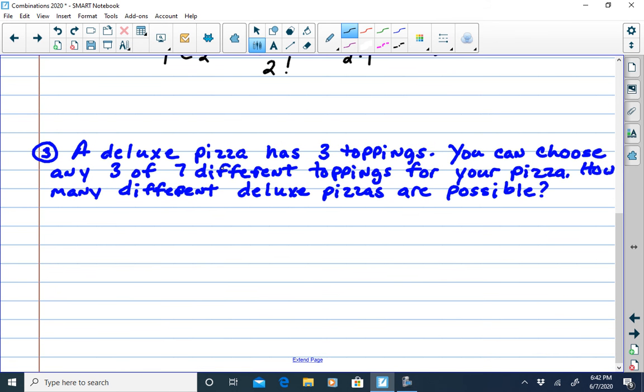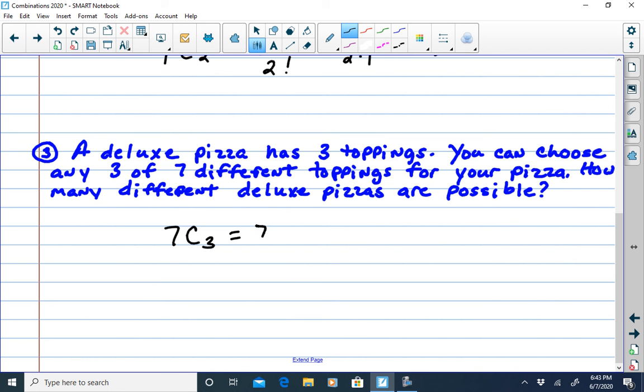A deluxe pizza has 3 toppings. You can choose any 3 of 7 different toppings for your pizza. How many different deluxe pizzas are possible? And once again, understand it's a combination because the order does not matter. The order of the items doesn't matter. Pepperoni, mushrooms, and extra cheese is the same as extra cheese, pepperoni, and mushroom. Right? They're the same. The order does not matter. So we're talking about 7 items taken 3 at a time. 7 different toppings, any 3 at a time.